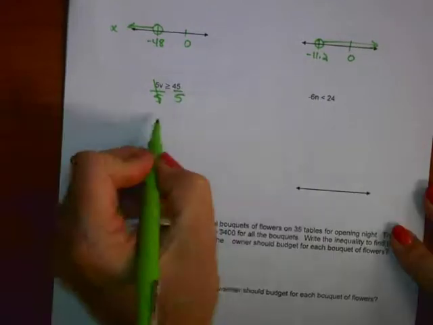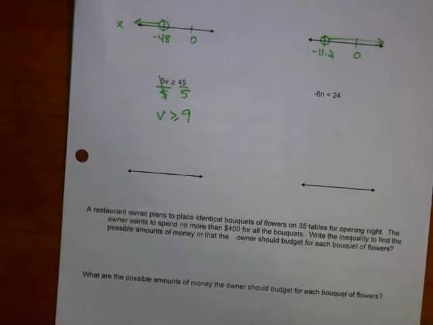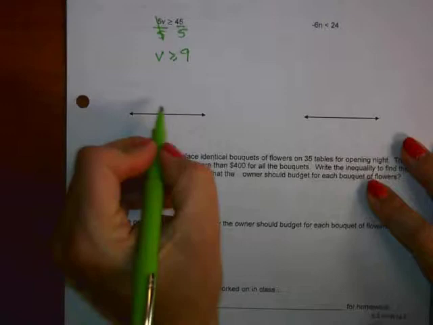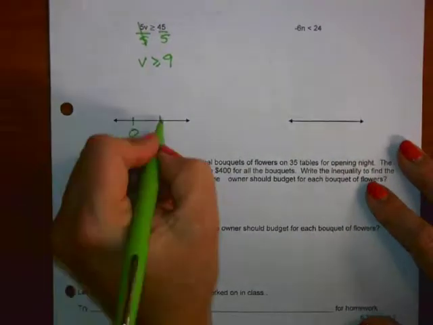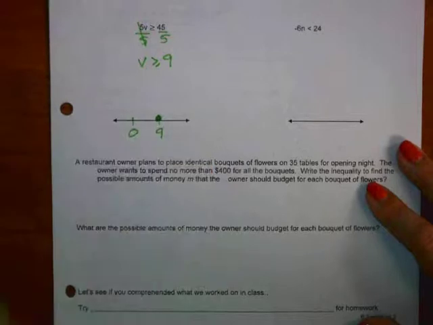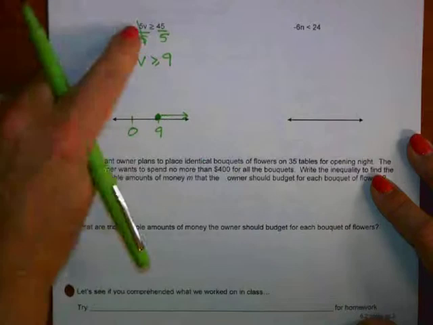Okay? Divide each side by 5. V is greater than or equal to 9. I am not dividing by a negative, so I do not flip the inequality. Solid dot. It's going to go to the right. Everything bigger than 9 will make that inequality true.